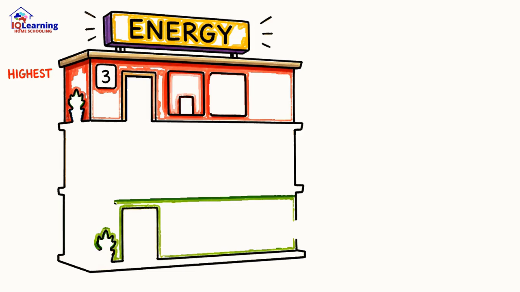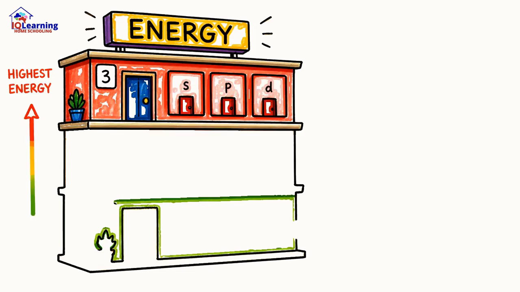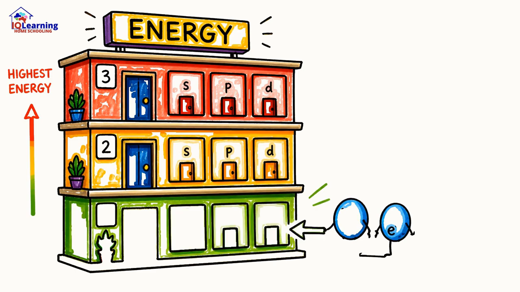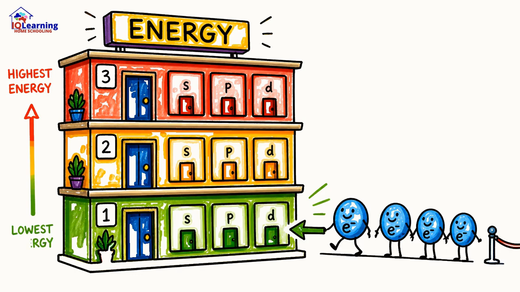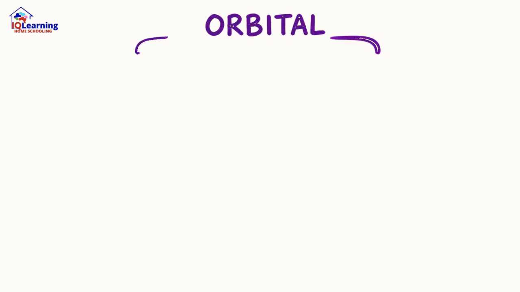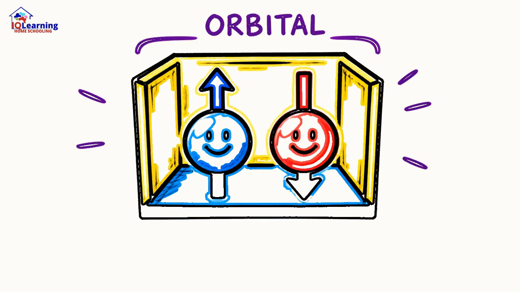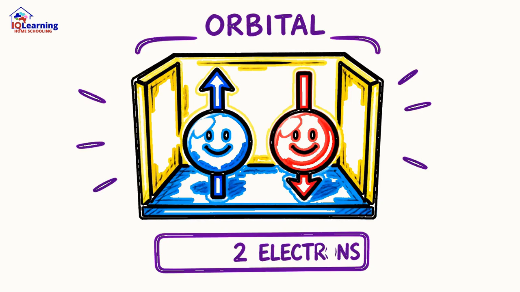They follow 3 golden rules. First, the Aufbau Principle. They fill the lowest energy rooms first. The ground floor of the hotel must be full before anyone moves to the second. Second, the Pauli Exclusion Principle. An orbital holds 2 electrons at most, and they must have opposite spins.